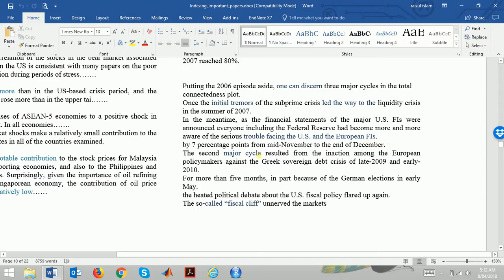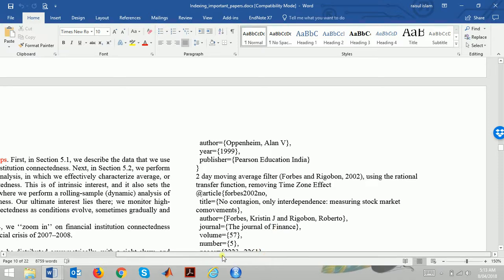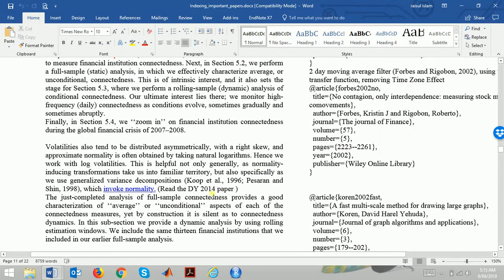The second major cycle resulted from the inaction. The heated political debate over US fiscal policy flared up again. The so-called fiscal cliff unnerved the markets. We proceed in four steps, which invoke normality.